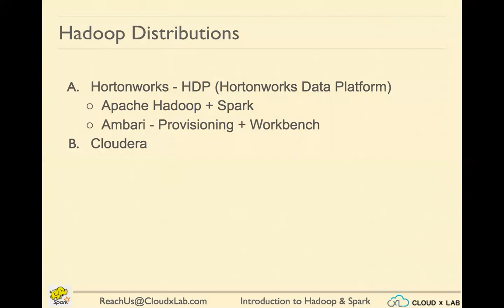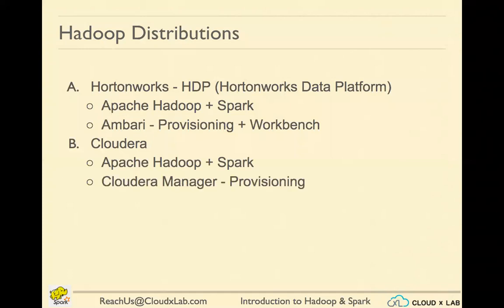The second one is Cloudera. Cloudera provides its own distribution, again a combination of Hadoop and Spark. It provides Cloudera Manager for provisioning, and it provides something called Hue as a workbench. The third distribution, called MapR, is not much in use. Also, Hortonworks and Cloudera have been combined today into a single company.